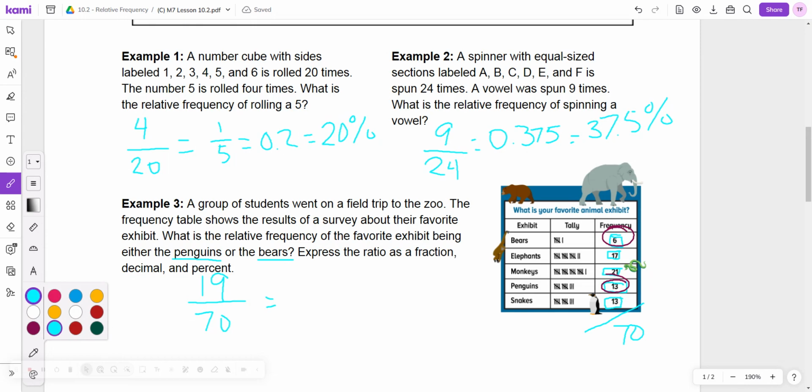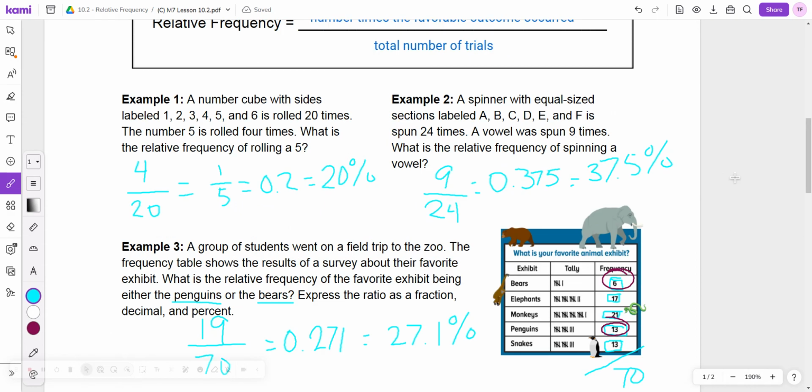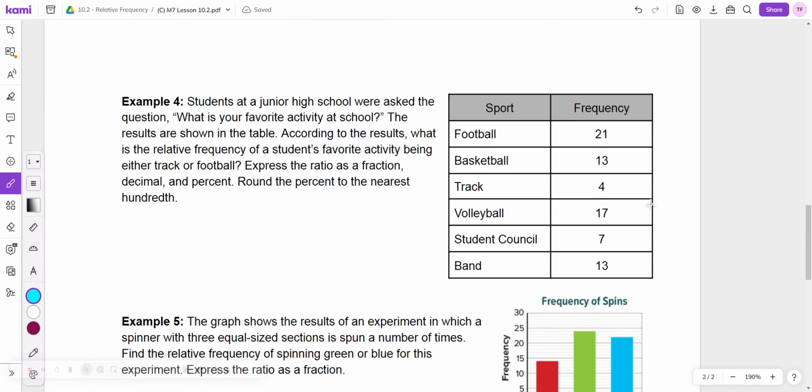19 divided by 70 gives me 271 thousandths. Multiply that by 100 to convert it to a percent. So that's 27 and 1/10%. All right, let's go ahead and move on to the next page.